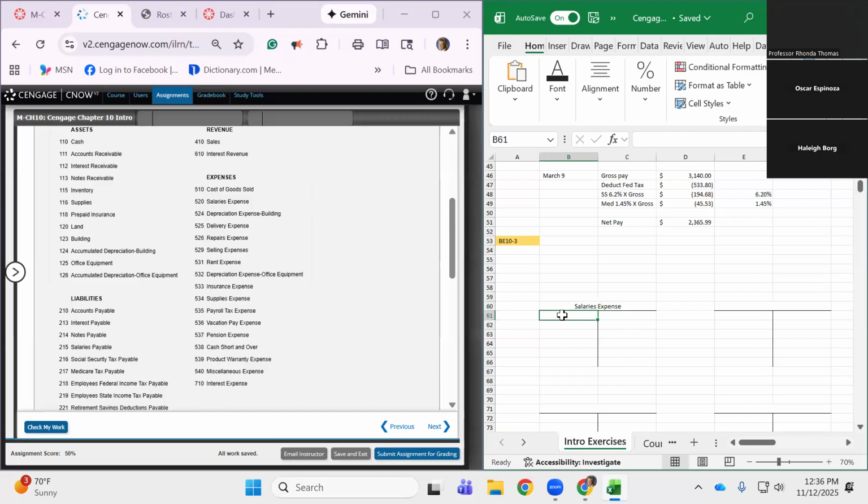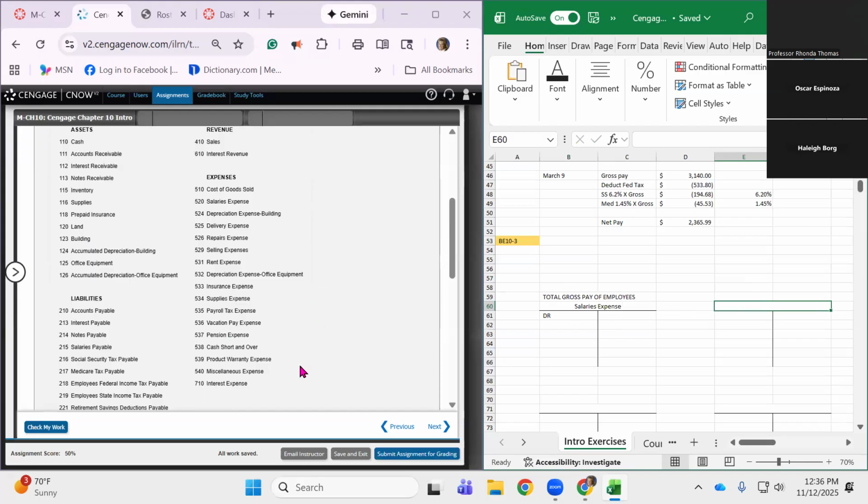This one is going to hold all of what they paid, all of the gross pays of their employees. That's what goes in here. The total gross pay of employees, whatever it is. That's going to go there.